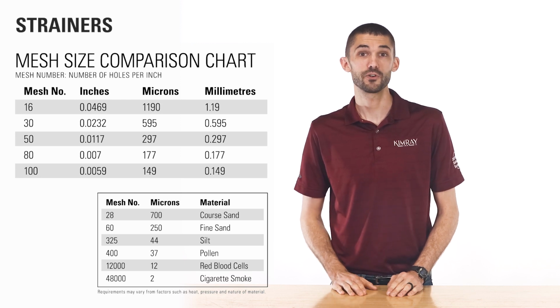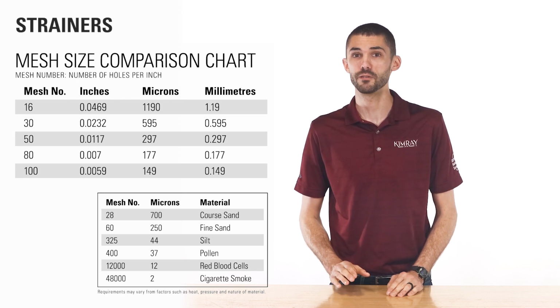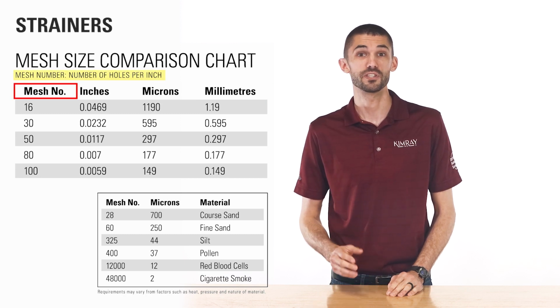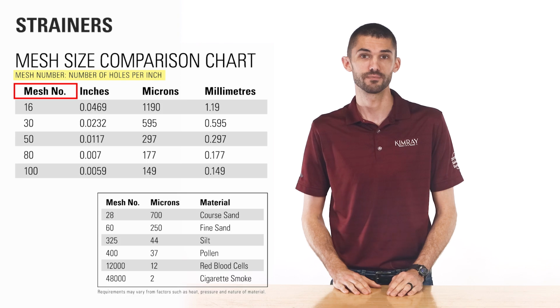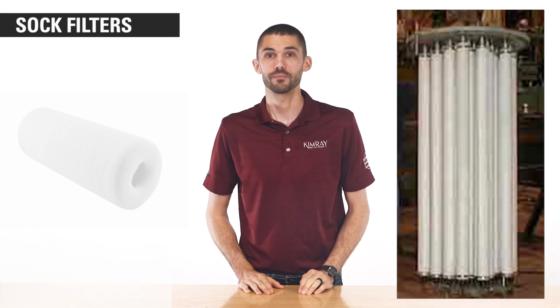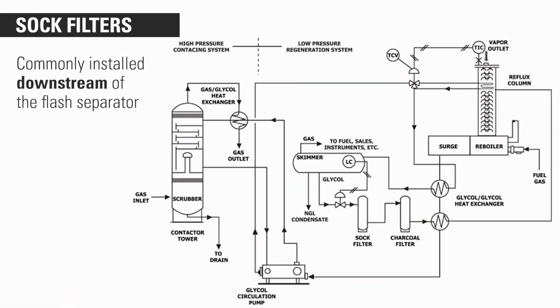The mesh number for strainers is usually denominated by millimeters or microns, but can also be assigned a mesh number, which is the number of holes per inch. Glycol sock filters remove gritty solids from the glycol flow stream. They are most commonly installed just downstream of the flash separator.